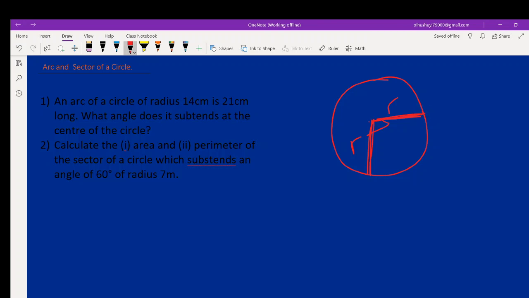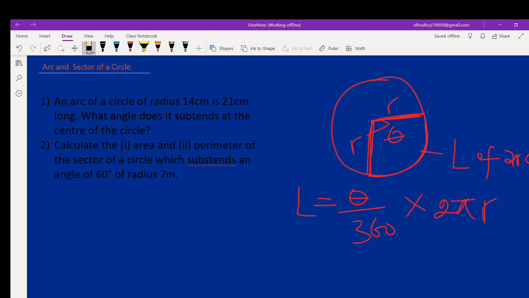So we have this particular length, and it is called the length of arc. The length L of the arc is along the circumference of the circle. That is why the formula for the length of arc will always be theta upon 360 times the circumference of the circle, which is 2 pi r. Don't forget this formula. So let's solve the question we have.